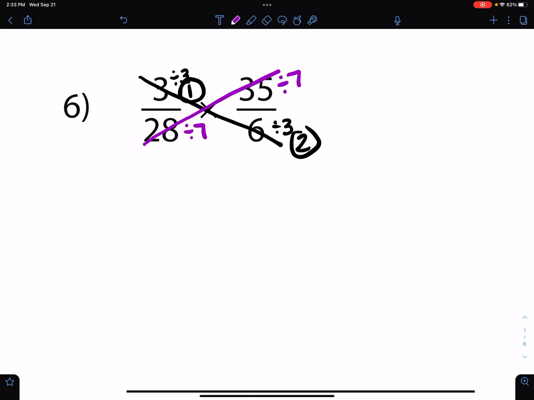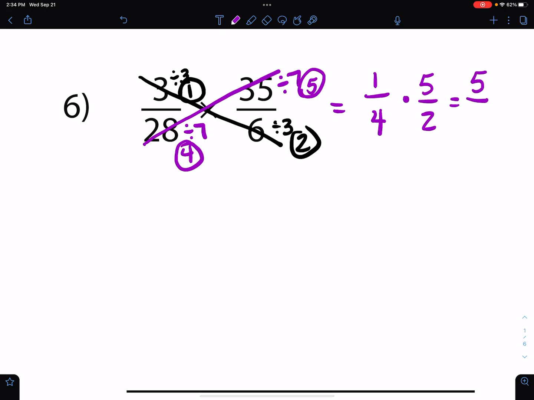If you're a student that still struggles with your count bys, it's something we've got to continue to work on with our daily review. Do your multiplication, do your division, and make sure that you're where you need to be. So 28 divided by 7 is 4. 35 divided by 7 is 5. So I'm going to rewrite this because my brain just can't process. 1/4 times 5 halves equals 5 over 8. And I do not have to simplify that one, so that one's good to go.